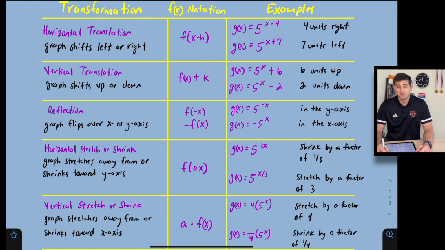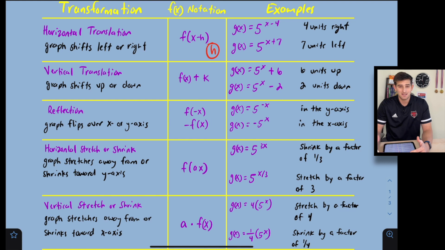Horizontal obviously means we're going to be moving left and right, and a translation is just a shift or a slide. So we just move the graph left and right. Our notation is here, and specifically we want to focus on the variable h. We will see that come back into play for a horizontal translation. With horizontal, the same thing is going to go for a horizontal stretch or shrink.